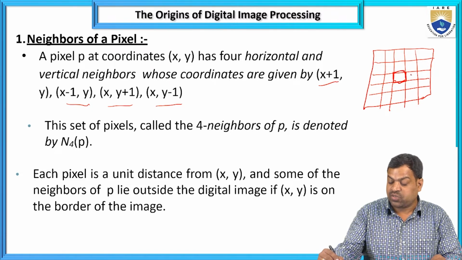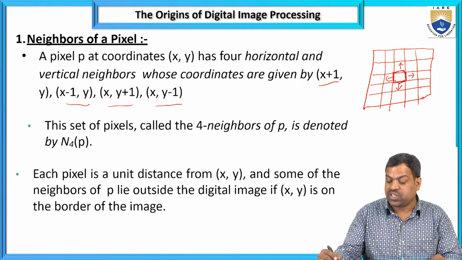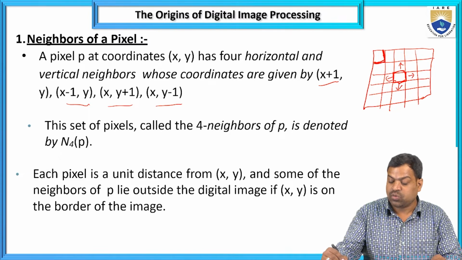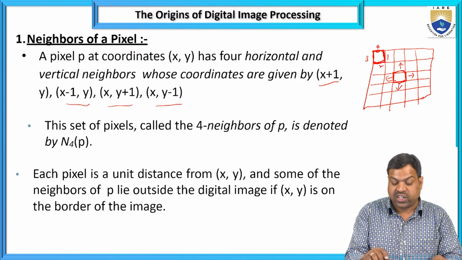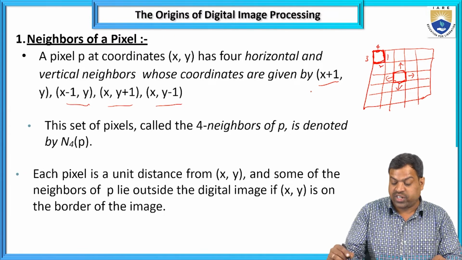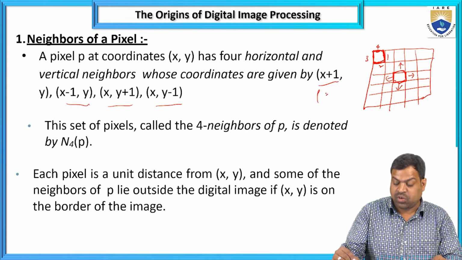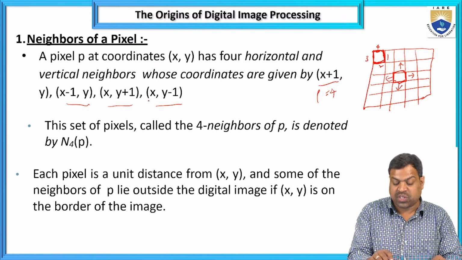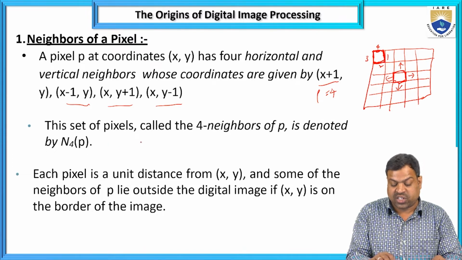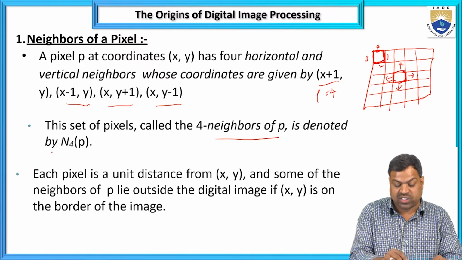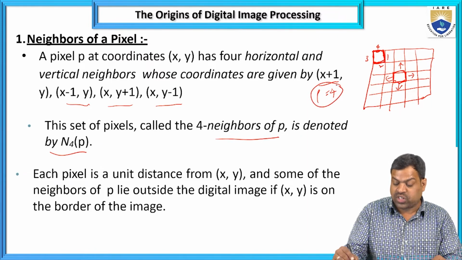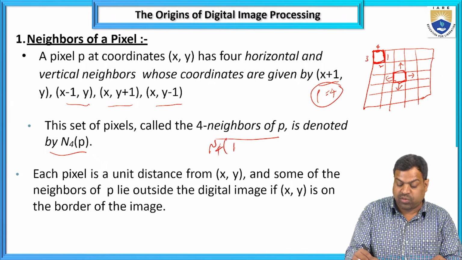How many sides are there for this pixel? It is one side, another side, another side, another side. So I am considering that these are the 4 sides. Each pixel has 4 sides, 1, 2, 3, 4. So I am considering it as 4 horizontal, that is 4 coordinates. So P has 4 coordinates: x plus 1 comma y, x minus 1 comma y, x comma y plus 1, x comma y minus 1. The set of pixels called 4 neighbors of P is denoted as N4 of P. Here 4 coordinates are there, that is the reason I am taking N4 of P.